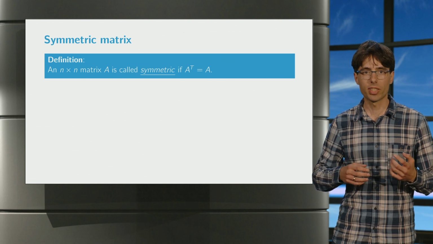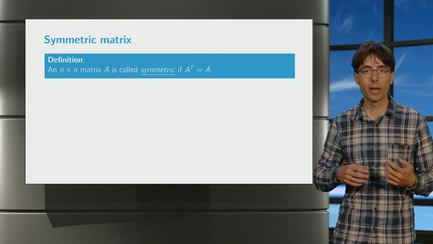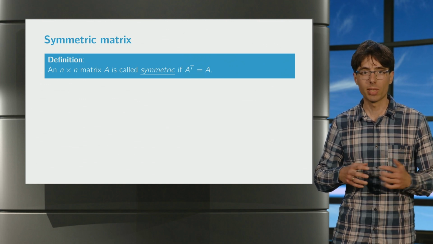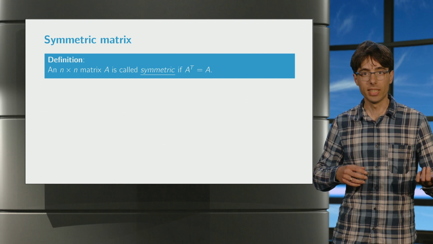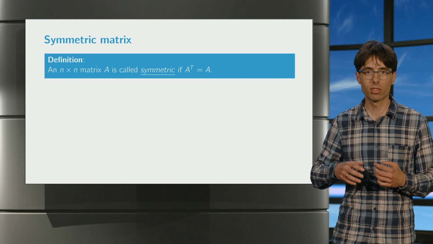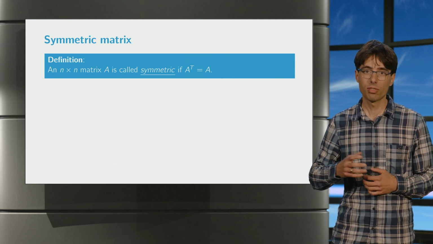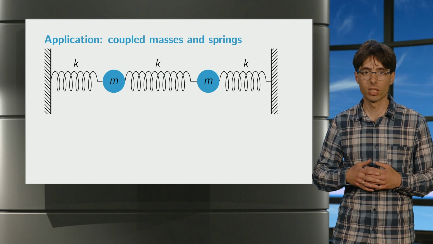Indeed, we call a matrix symmetric if it is equal to its own transpose. Since only square matrices have the same dimensions as their transpose, only these matrices can be symmetric. The definition of a symmetric matrix is therefore easy. So why are they useful? Let's first look at a practical application.